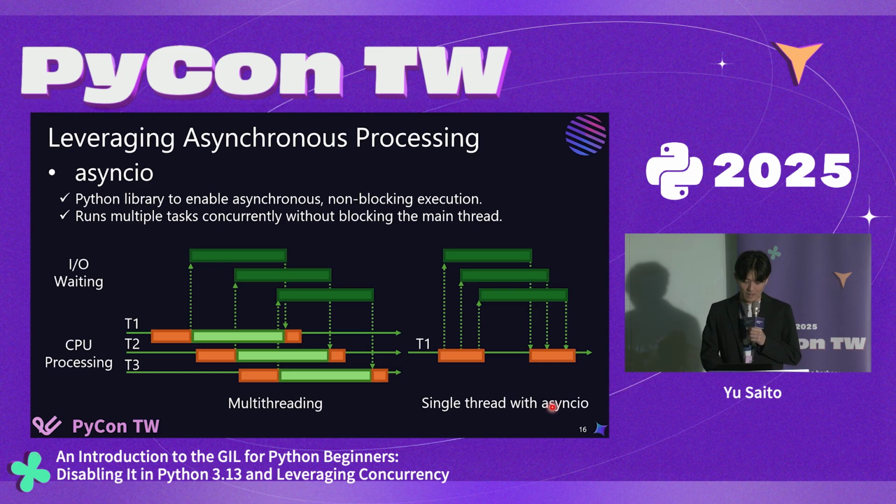It looks good, but if there is no I/O waiting time in the single thread, it would just be a single thread. Therefore, asyncio is not suitable for CPU-bound tasks, but it's very powerful for programs with a long I/O waiting time.